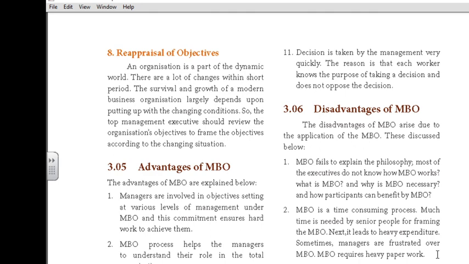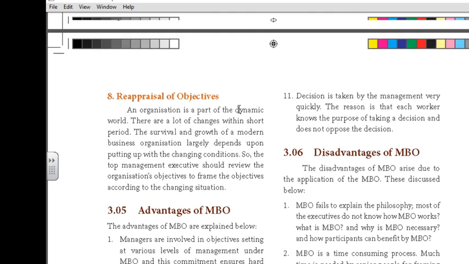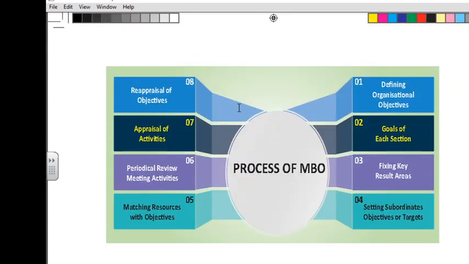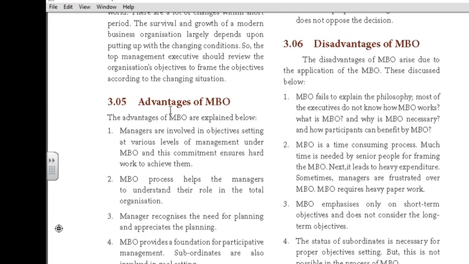So survival and growth of a modern business largely depends upon the changing conditions. Changing conditions refers to changing technology, we will say. So top management executives should review the organizational objectives. Why? Because of the changing situation. So these are the processes of MBO. I will once again repeat the points: defining the organizational goals, fixing and setting subordinate objectives, matching resources, periodical review, appraisal, and reappraisal of objectives. So this is the process of MBO.